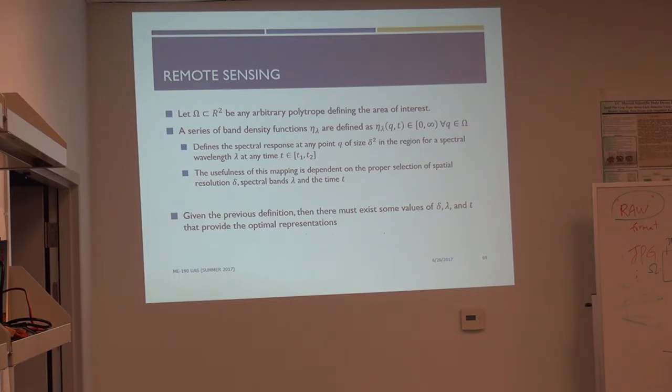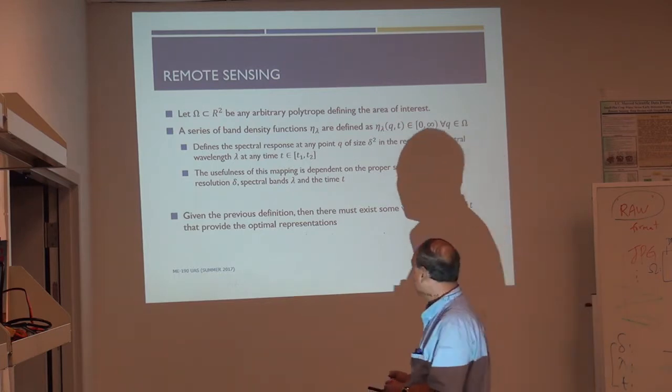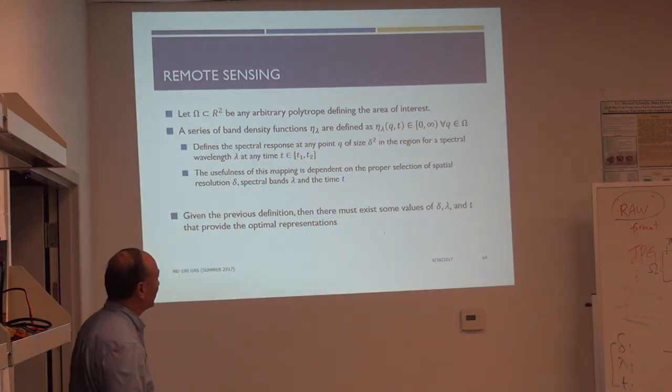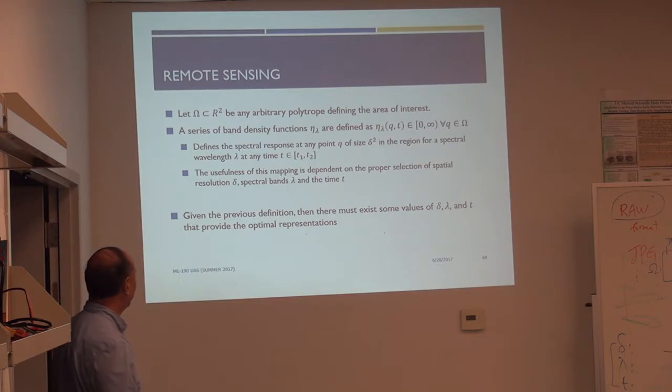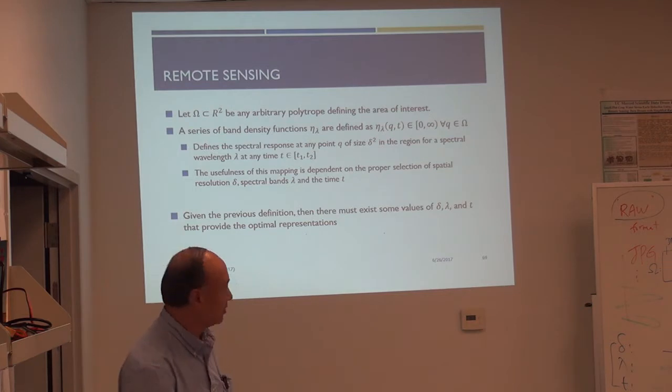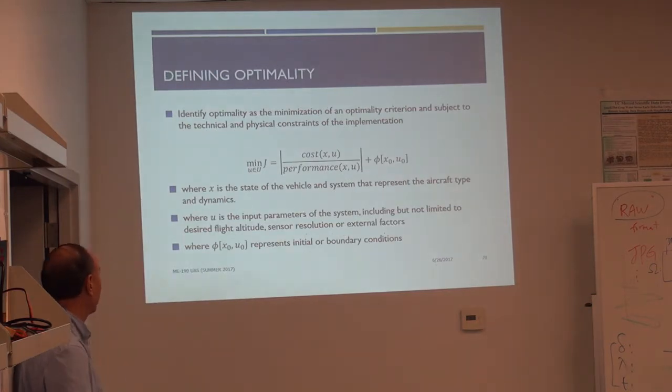So we have three things we need to remember, okay? The first thing is delta, the minimum resolution here. The second thing is lambda, the wavelength, depending on what camera you want to use. Another one is T. So these three things, okay? Given this, suppose we can choose delta, lambda, T arbitrarily, there must be a best combination of them, okay? So now how can we tell what is considered good?